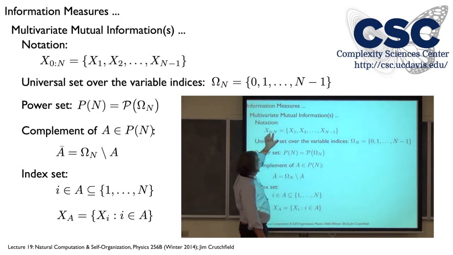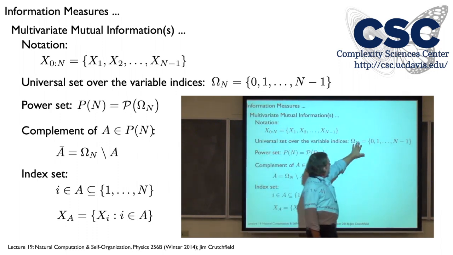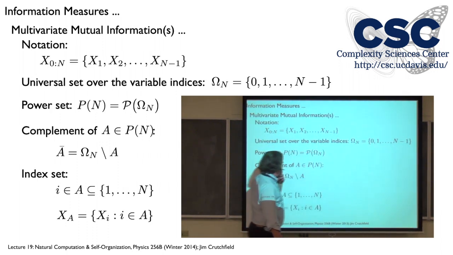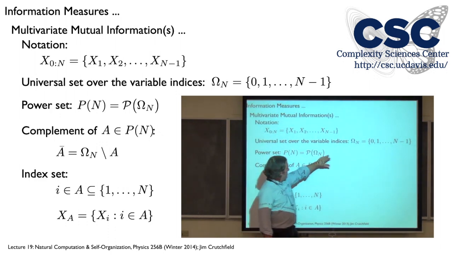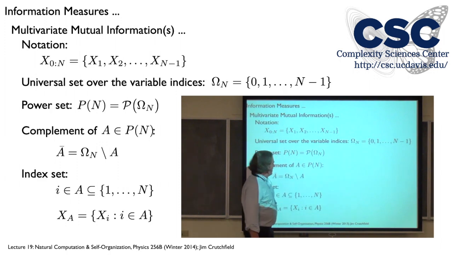I'm going to change the notation a little bit here because I want to talk about sets of random variables. In this case, you could think of this like a time series, but anyway, I'll just index these with a colon. 0 to n will be this set, 0 up to n minus 1. We have this sort of universal set over the indices, 0 up to n minus 1. A power set again, the set of all subsets of the index set here.